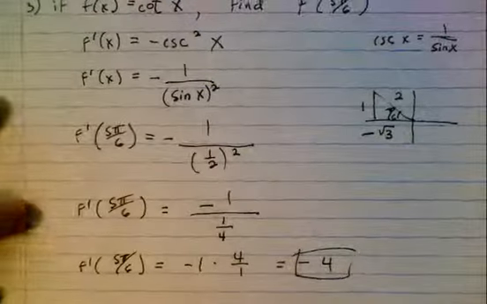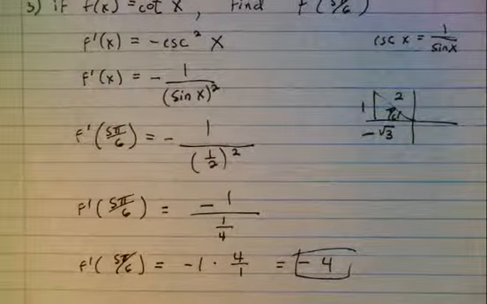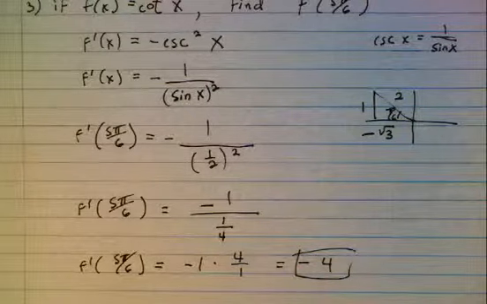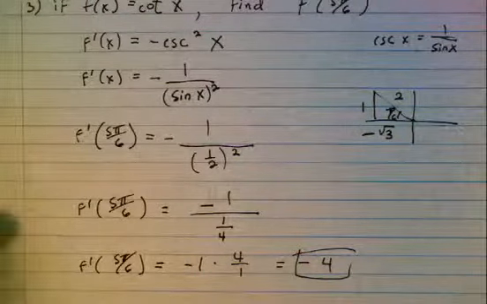Our value there is negative 4. Some of these get a little bit nasty to do by hand, but it's still important to be able to do them because half of the AP test doesn't permit you to use your calculator. So let's try one that looks a little bit ickier.